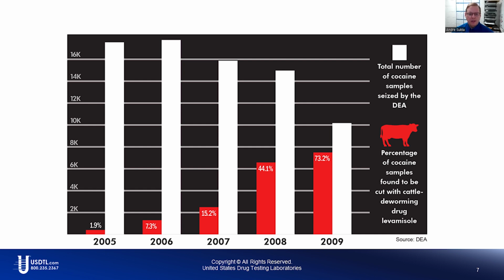And this is a really nice slide that the DEA put out back from 05 to 09. The white bars are the total number of cocaine samples that were seized. The red is the percentage that had the levamisole in it. So you can see as we went from 2005 to 2009, by the time we got to 2009, 73% of the cocaine supply that they were collecting ended up having levamisole as a cutting agent in it. So we thought that was pretty interesting. So this is not our first go around using veterinary drugs to enhance the performance of our drug supply.